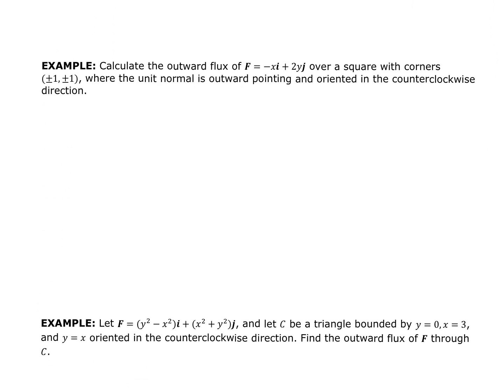So we're going to calculate the outward flux of F, which is equal to negative x i plus 2y j, over a square with corners at (negative 1, negative 1), (1, negative 1), (1, 1), and (negative 1, 1). So let's draw a quick little picture. Here's y, here's x. This is 1, 1, negative 1, negative 1. We're going counterclockwise, so we're going in this direction.